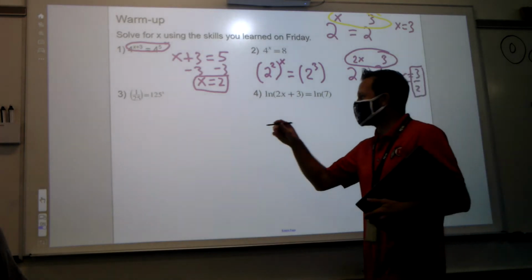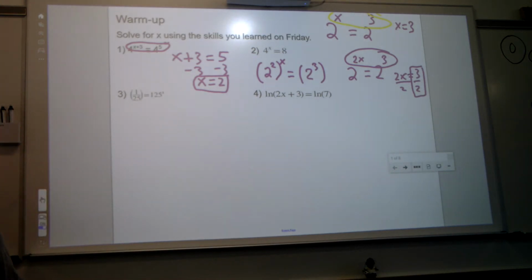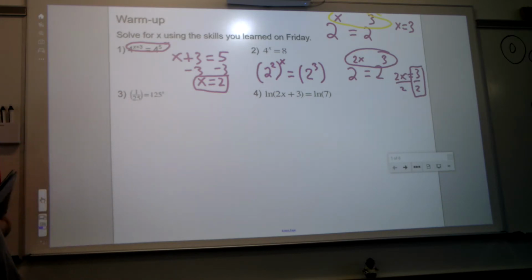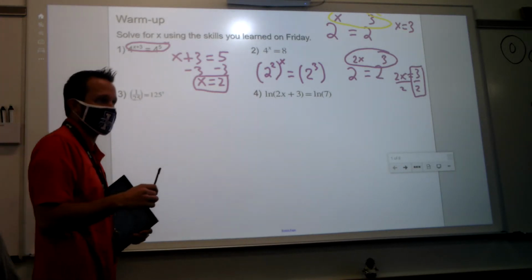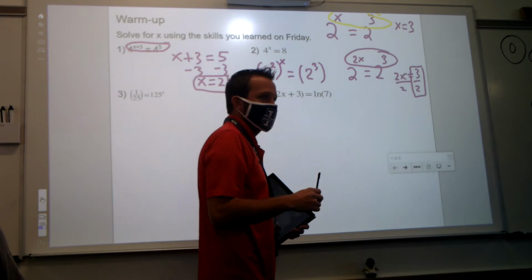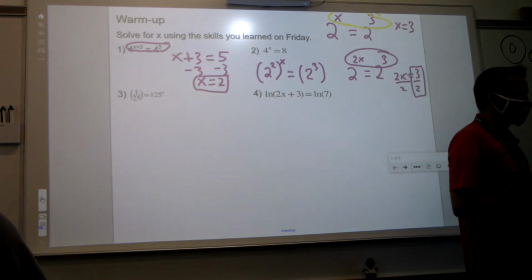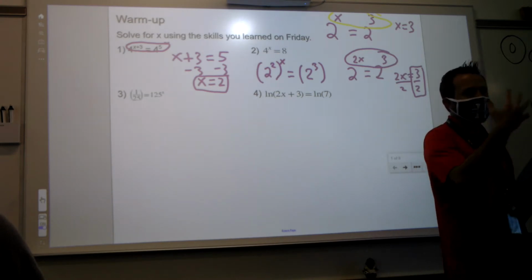Okay, number 3 is a little bit tricky. I've got 1 over 25, and I've got 125. Forget that this is a fraction for a second. Let's just think about 25 and 125. What number could I raise to powers to get both 25 and 125? 5 is a good guess. What is 5 squared? 25. 5 times 5 is 25. What's 5 times 5 times 5?